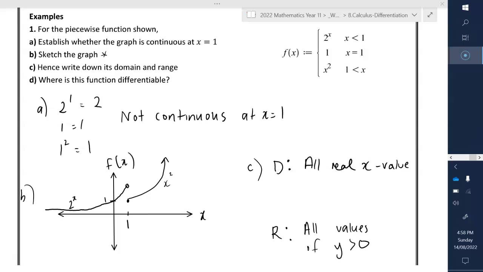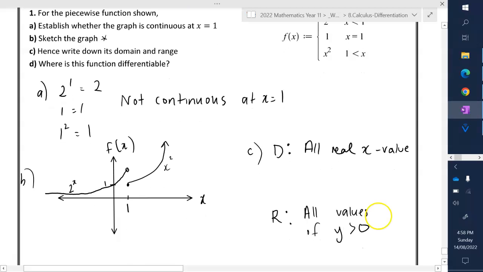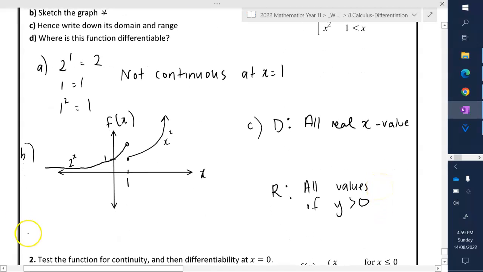Okay, we're nearly there for this question. We're looking at part D. Where is this function differentiable? So, if you have a look at the diagram, there is smoothness in these curves, but there's a break in here. I can't draw here and continue onto this graph without leaving my pen on the paper. There's a break here. It's not continuous. It's not going to be differentiable at x equals 1.